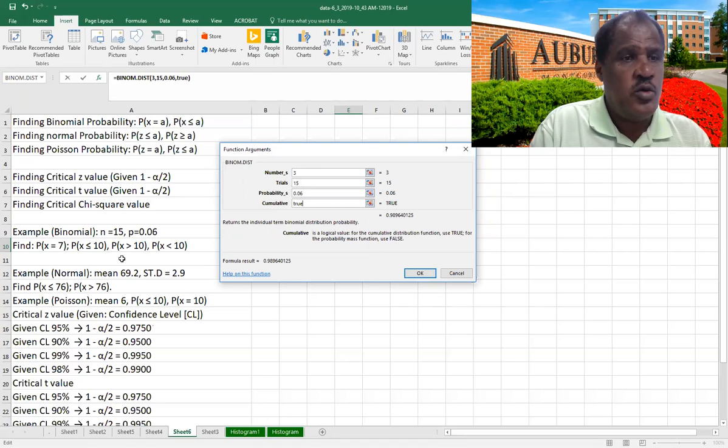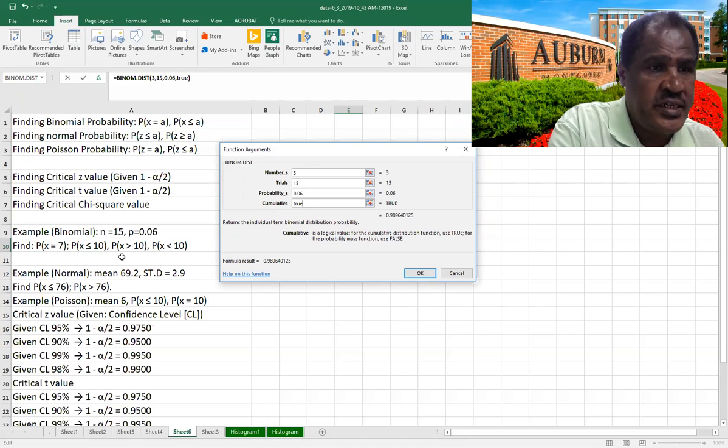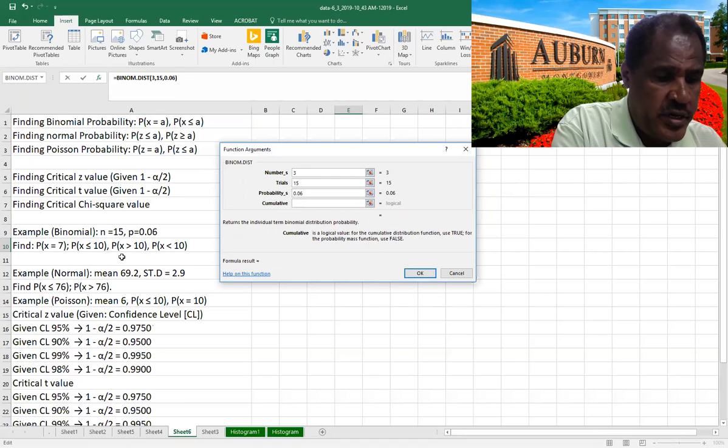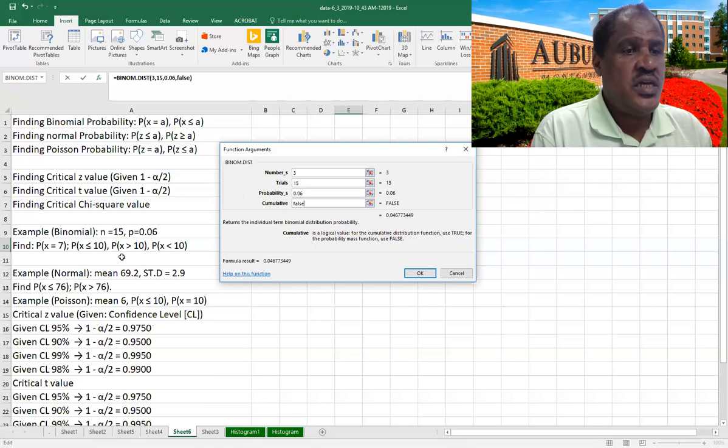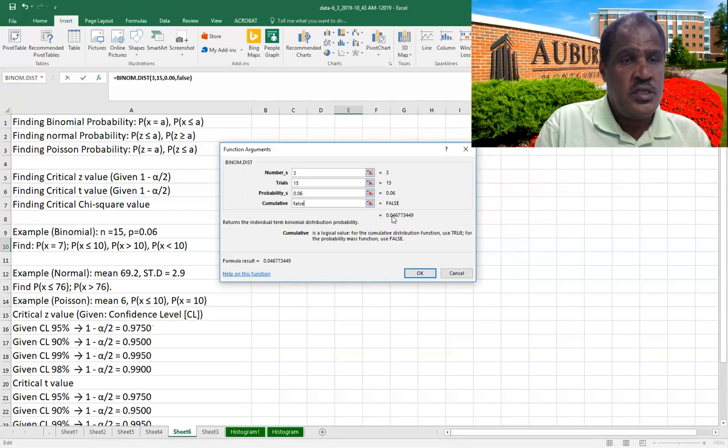Okay, let's say you want to find the probability that exactly 3 of them are millionaires. So you just put false here, because exactly 3 is not cumulative. So the probability that exactly 3 of them are millionaires is 0.04677 and so on. That's how you find binomial probability.